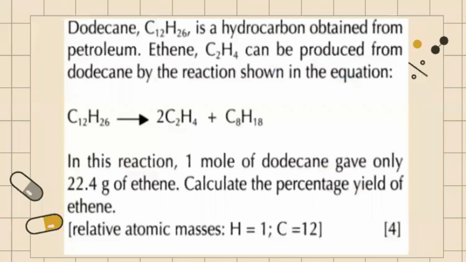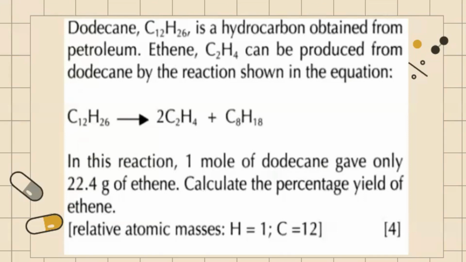Okay, let's go to the second question. Dodecane C12H26 is a hydrocarbon obtained from petroleum. Ethene C2H4 can be produced from dodecane by the reaction shown in the equation. C12H26 is cracked to produce 2C2H4 plus C8H18. In this reaction, 1 mole of dodecane gave only 22.4 gram of ethene. Calculate the percentage yield of ethene.